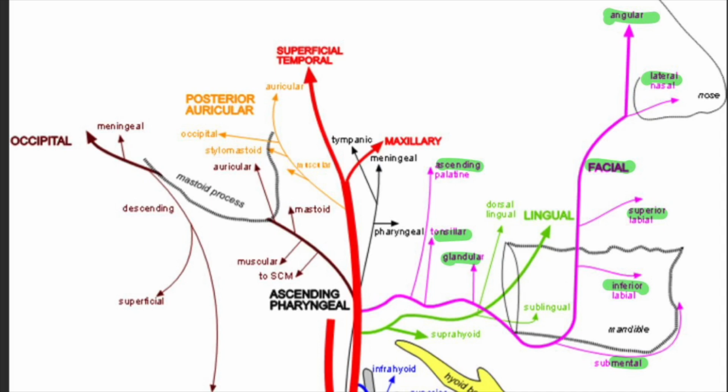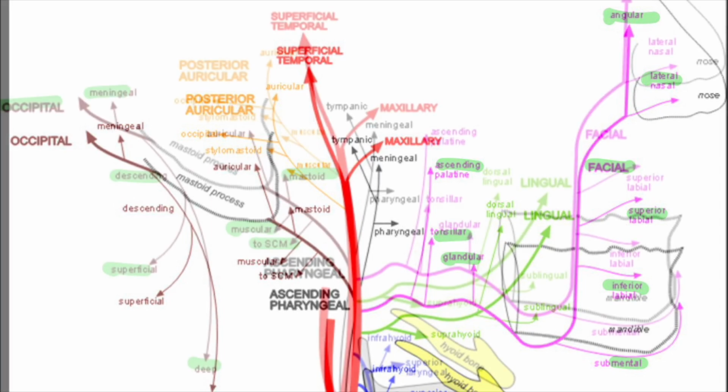Now the branches are divided into cervical and facial. Under the cervical category comes ascending palatine artery, tonsillar branch, submental artery, glandular branches. Under the facial comes inferior labial artery, superior labial artery, and lateral nasal branch. It eventually terminates as angular artery.